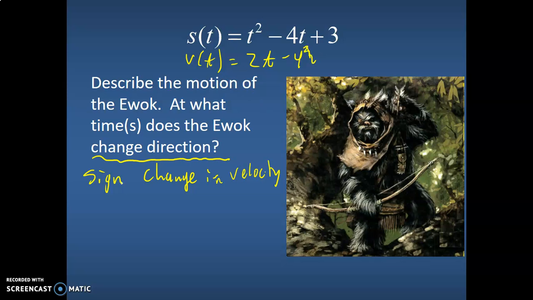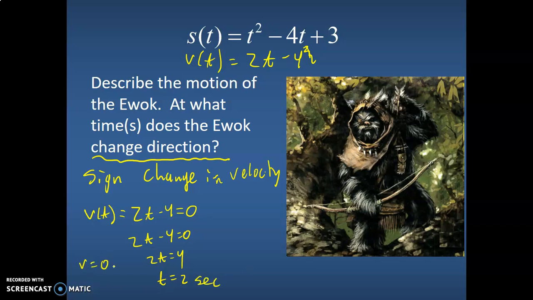We want to know when there's a sign change, and there's going to be a sign change when it's equal to 0. So we want to find out when v of t is equal to 0. So 2t minus 4 is equal to 0, 2t is equal to 4, t is equal to 2. 2 seconds is when the velocity is equal to 0.